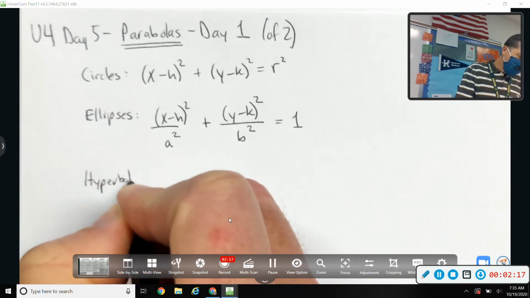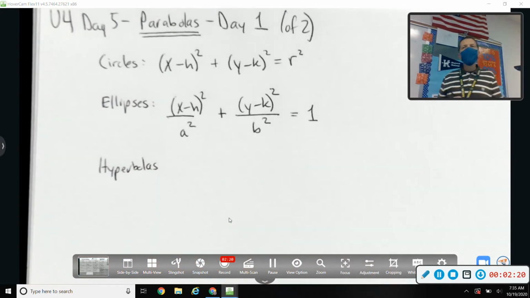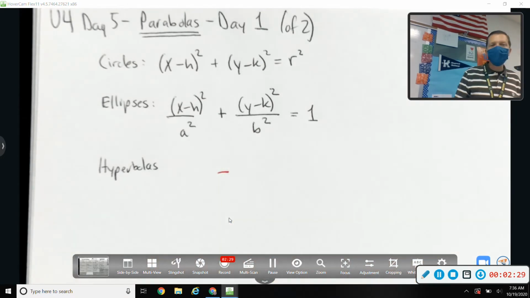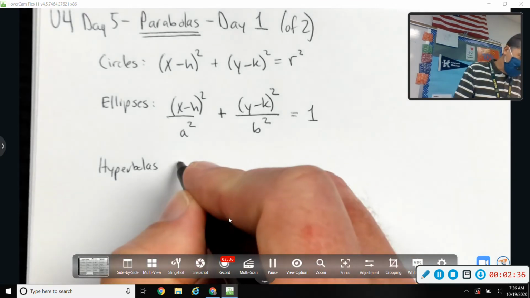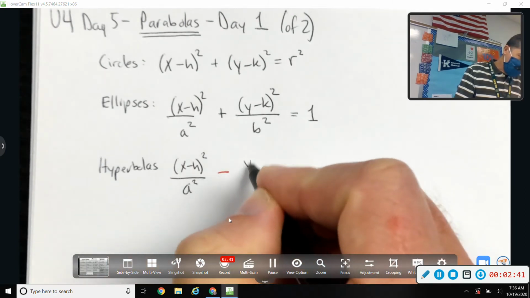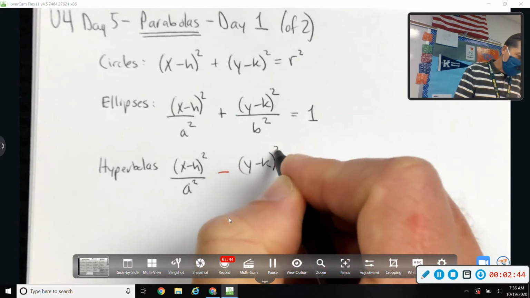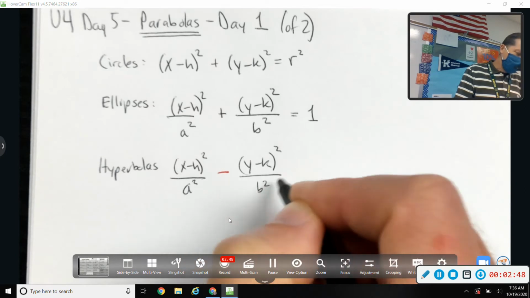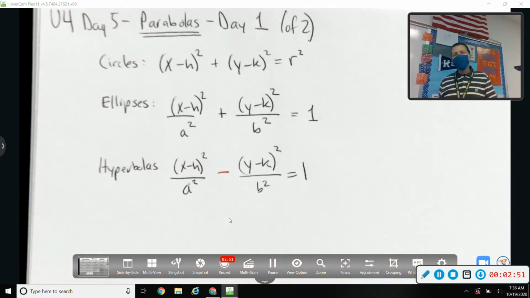Then we did hyperbolas. Hyperbolas don't look like ellipses, and in terms of what you write, the difference is small. It's just a minus sign instead of a plus sign. But you guys have been around math long enough to know that's a big difference, right? Subtracting and adding, completely different things. So (x - h)² over a² minus (y - k)² over b² equals 1.